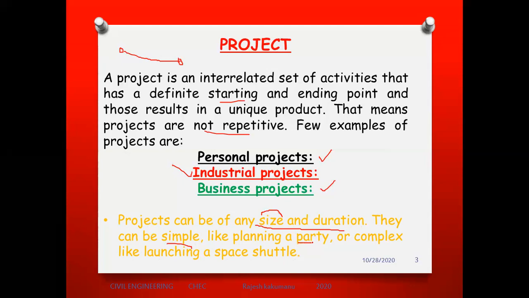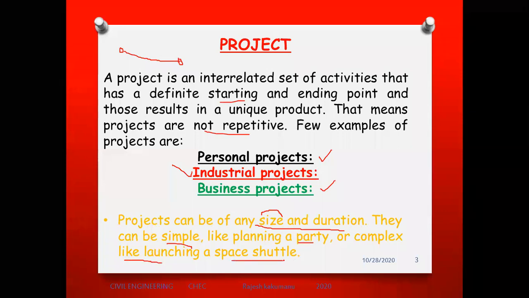If you take a simple project, say tomorrow morning I have to go to some outstation and give a delivery. That is also a project. Planning a party for your birthday, that is also a project, right? And complex types of projects, like launching a space shuttle, right? Understood? Then simple, complicated, simple, complex. Then what are the examples? A simple project is nothing but planning of a party. And whenever you take a complex project, simply you can say launching a space shuttle or manufacturing a ship.